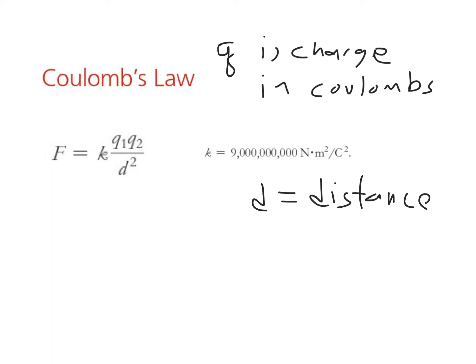And then finally, we have this K value, which is typed out here, and it's equal to 9 billion, 9 with 3 zeros, 3 zeros, 3 zeros, newtons times meters squared divided by coulomb squared. That just makes all the units work out so that your force has an answer in a unit of newtons. And so it's worth noting that this number for K is a really, really big number.